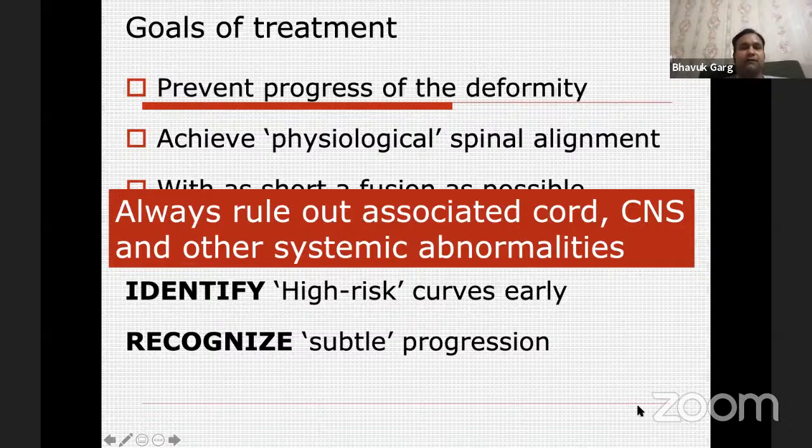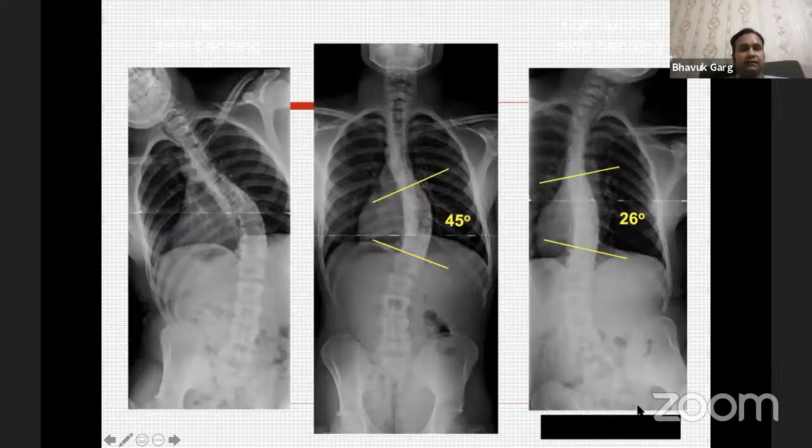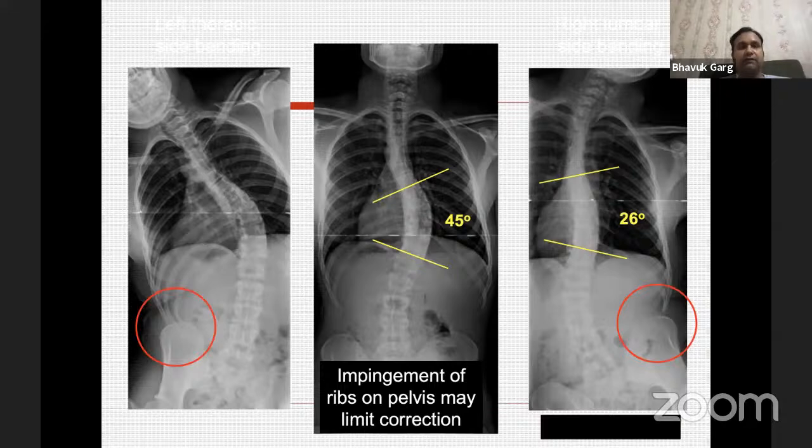Always, if I'm operating in my practice, I get an MRI done, and we rule out other systemic abnormalities. So when you are assessing Lenke curves, you have to look around every corner. Like in this curve, one has to very importantly recognize that sometimes, especially in large curves, these ribs may impinge upon the pelvis. So they may not give you the correct estimate of the bending correction. It may limit the correction. So one has to be very, very careful.